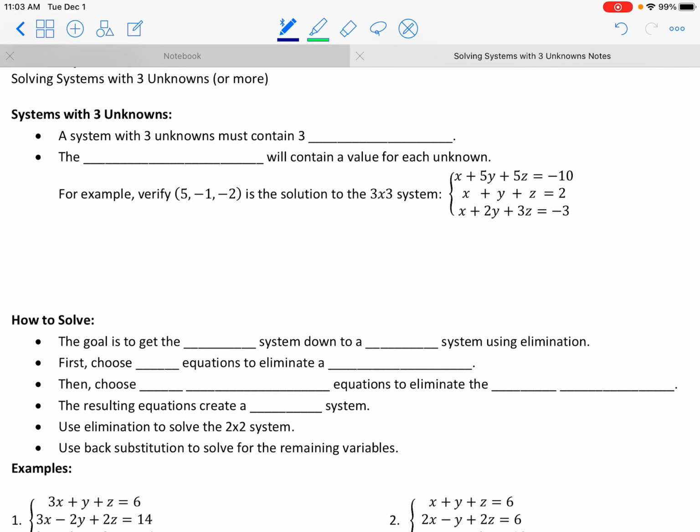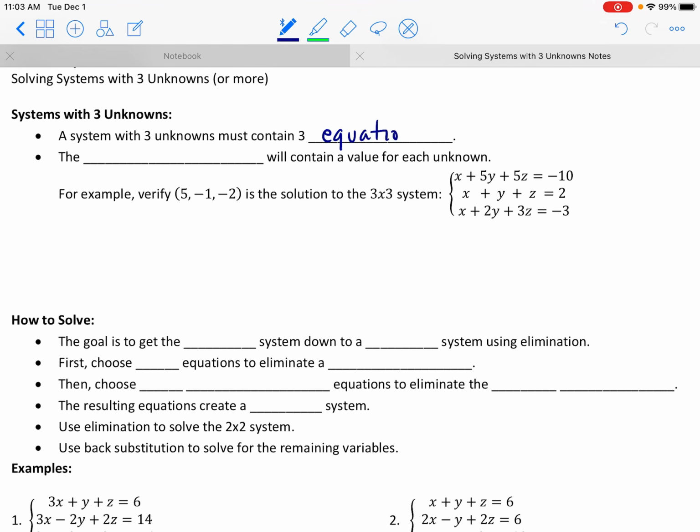Hello and welcome to a lesson where we will be solving systems with three unknowns. Now the process that we're going to be looking at could be applied to larger systems, but for the purposes of this class, a 3 by 3 is going to be sufficient. So three unknowns and three equations is what we were looking at.